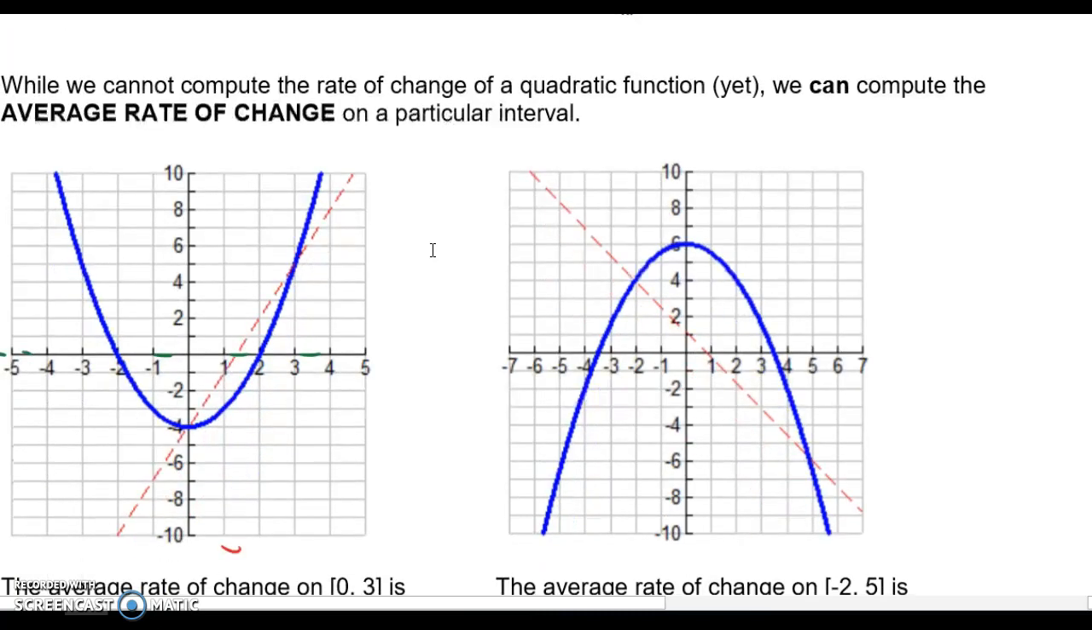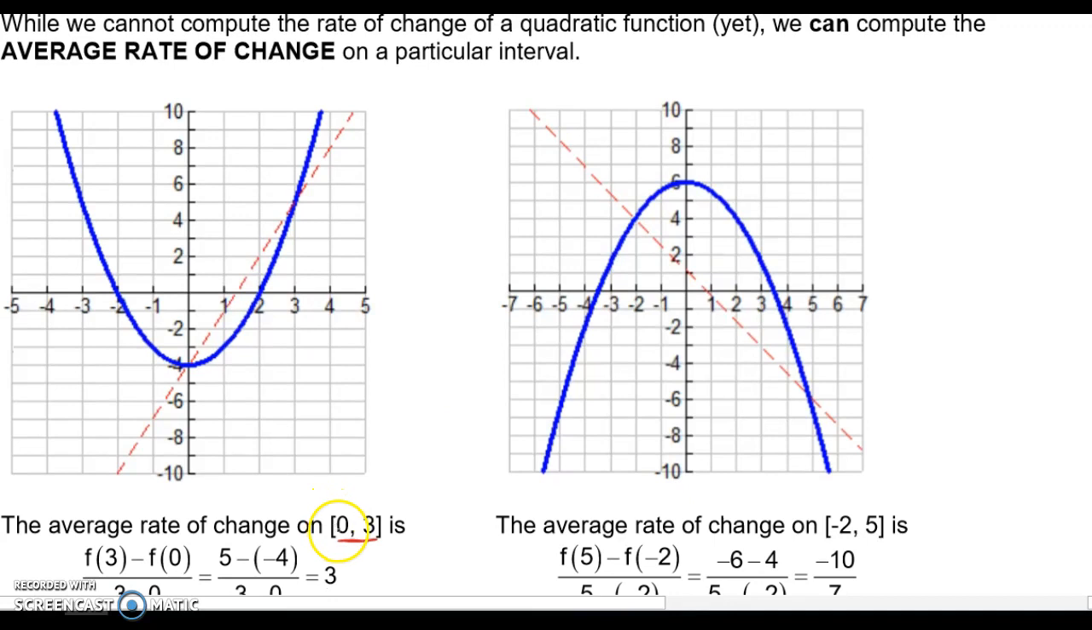Now, while we can't compute the rate of change of a quadratic function, we can figure out the average rate of change. So this is an example of a quadratic equation where we've got points picked at 0 and 3, and we drew a line through there.